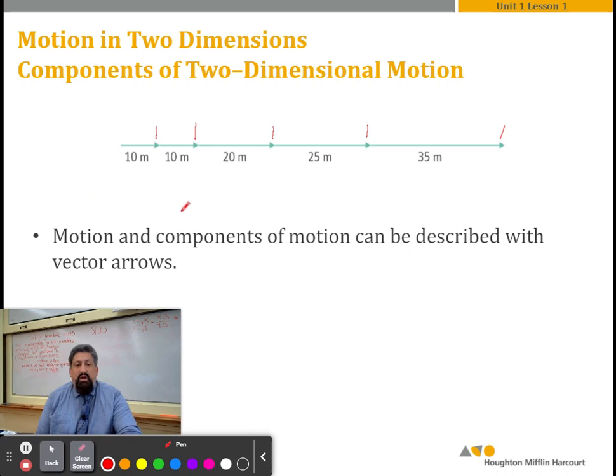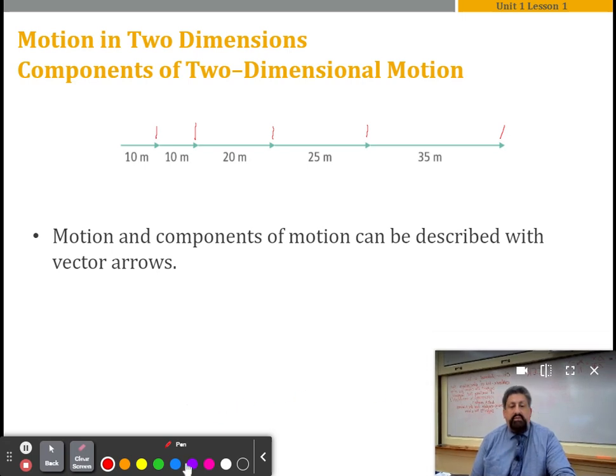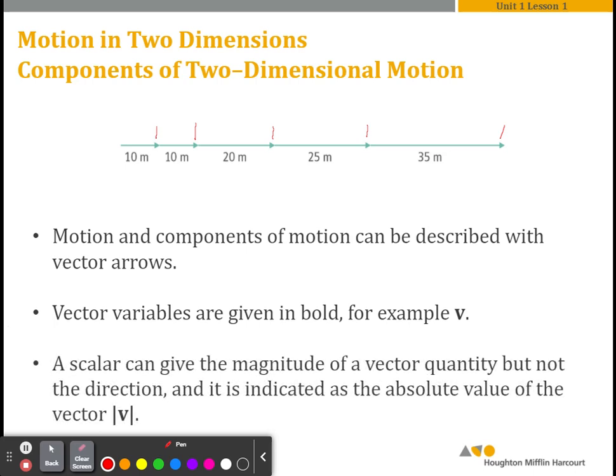When we draw an arrow, we often just say we're drawing a vector, but what we're really doing is drawing an arrow to represent a vector, because the vector is the actual measurement or the actual quantity that has both magnitude and direction. So vector variables in your textbook are given in bold print. A scalar, remember, is the other kind of measurement. It's a measurement that has magnitude but not direction. So a scalar might be something like mass or temperature.